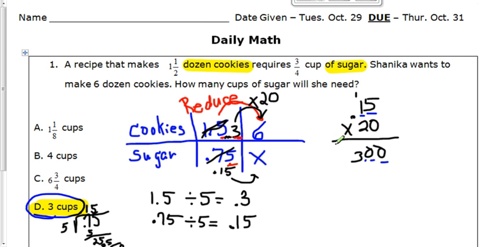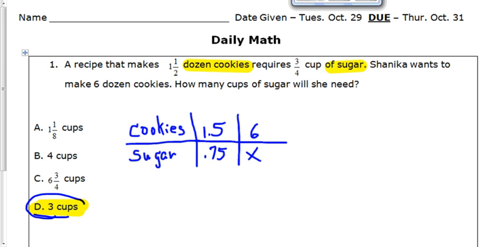Guys, that's not the only way to do this. Let me erase this and let me show you another way. If that way's too hard to reduce, don't forget, last resort, you can cross multiply and then divide by what's left over. Sometimes you'll hear us call it the bat and the ball. So if you'll go ahead and pause it.